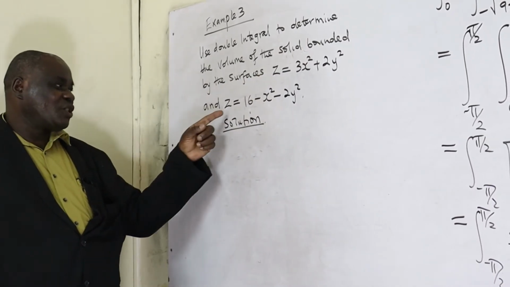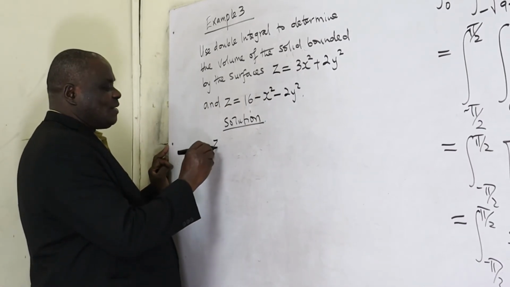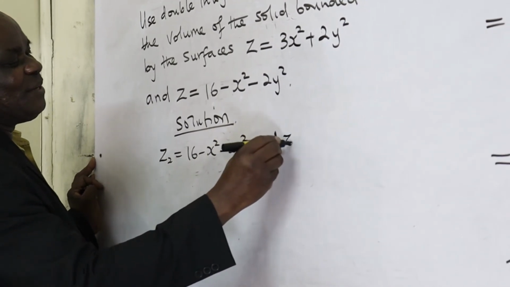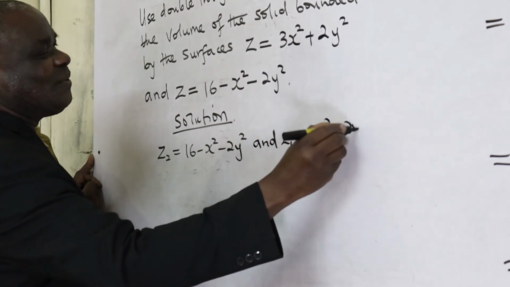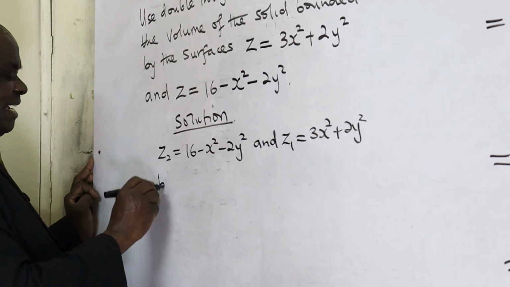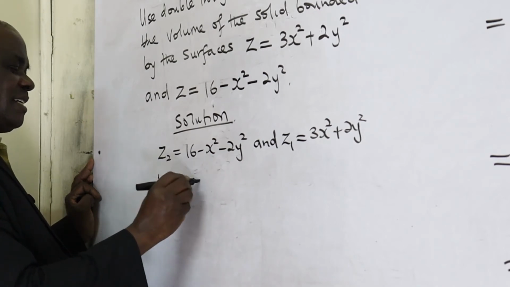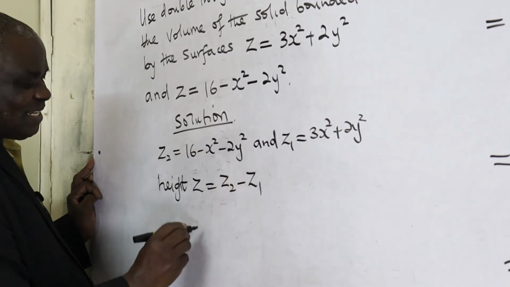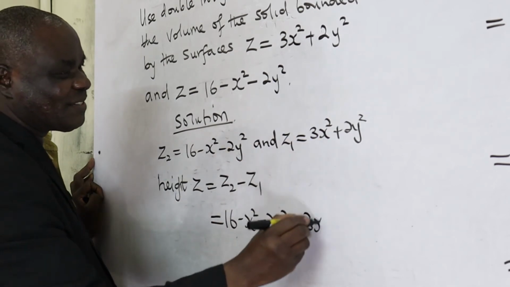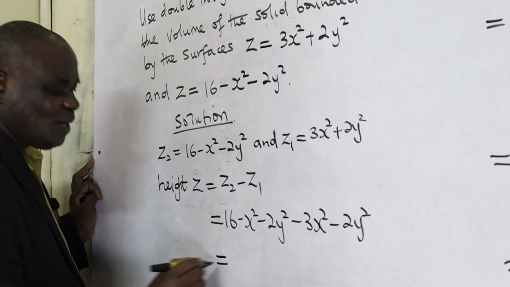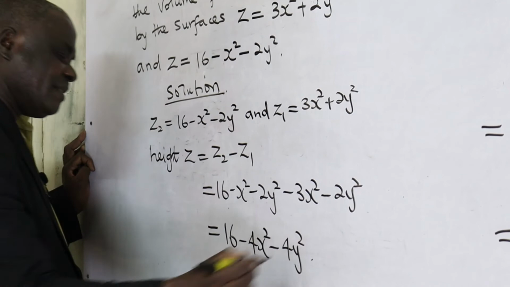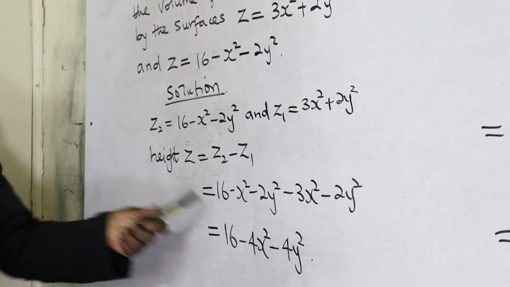So this surface is above the other surface. So our z2 will be equal to 16 minus x squared minus 2y squared. And z1 will be equal to 3x squared plus 2y squared. So what denotes the height is, height z will be equal to z2 minus z1, which is equal to 16 minus x squared minus 2y squared minus 3x squared minus 2y squared, which will be equal to 16 minus 4x squared minus 4y squared. Therefore, height z will be equal to that.